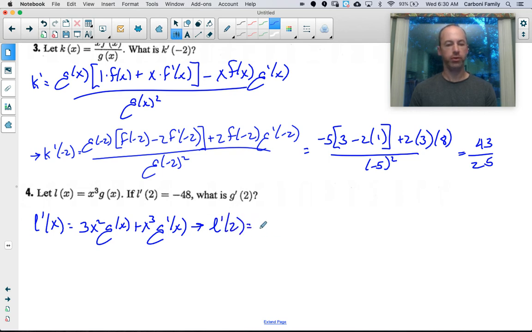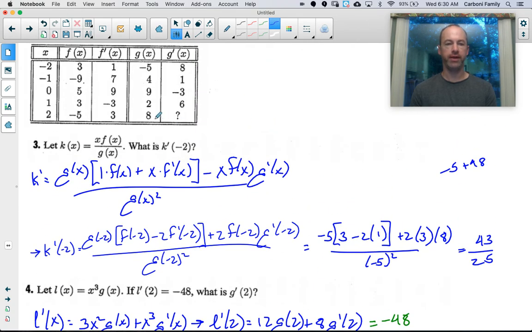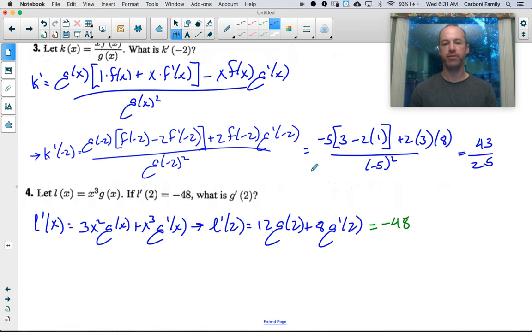is equal to 3 times 2 squared is 4, times 3 is 12, g of 2, plus 2 cubed is 8, g prime of 2. And then they tell you that that is supposed to equal negative 48. So I can go ahead and say this equals negative 48. And now we have to pull these values from the table. So I'm going to look up and see if I can find g of 2 or g prime of 2. And g of 2 is 8. G prime of 2 is unknown, and that's the object of this question.